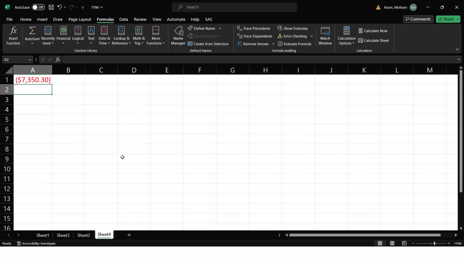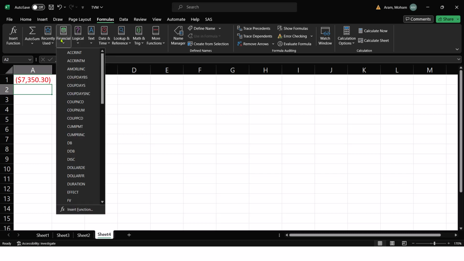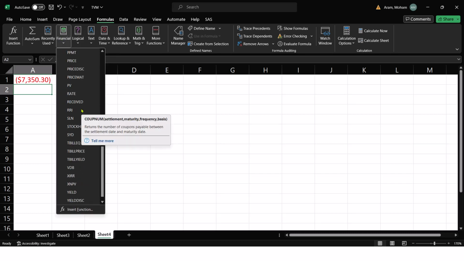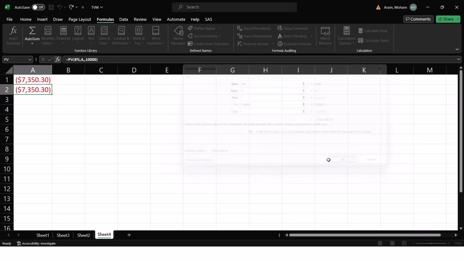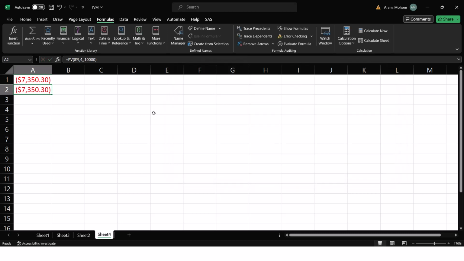And then if you recall, you can also go to formulas, and then you go to financial, and here you need to find PV. And for PV, your rate is still 8%. Number of periods is 4. No payment, and then future value is 10,000. And then you just click OK, and you get the same thing. So either you can just remember the formula, or if you don't remember it, just go to financial and then look for PV. Okay.